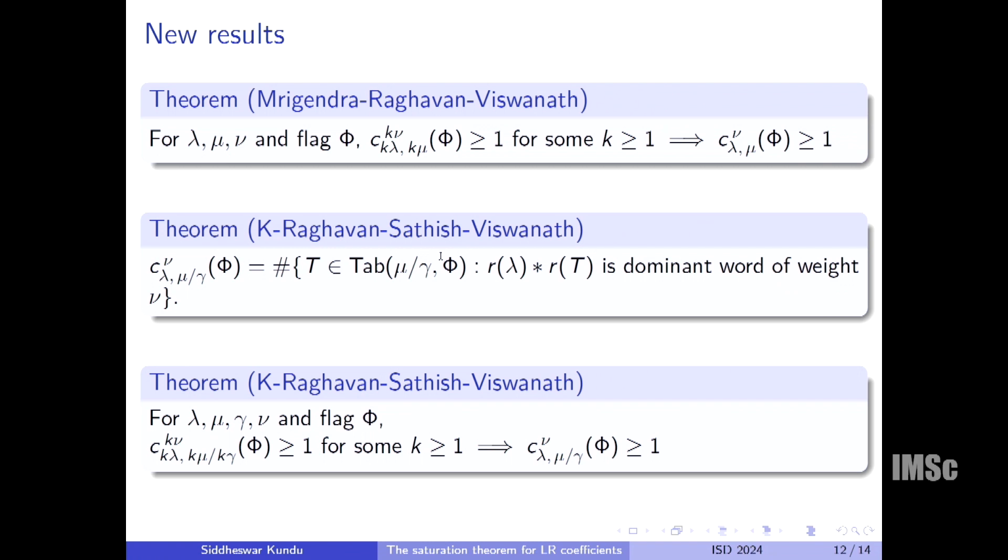And the next is the saturation theorem for this coefficient, where earlier it was only k mu, but here it is quotiented by some skew shape gamma. That is, for all lambda, mu, gamma, nu and flag phi, if C of k nu, k lambda, k mu/k gamma, phi is greater than or equal to 1 for some k greater than or equal to 1, then C of nu, lambda, mu/gamma, phi is also greater than or equal to 1.